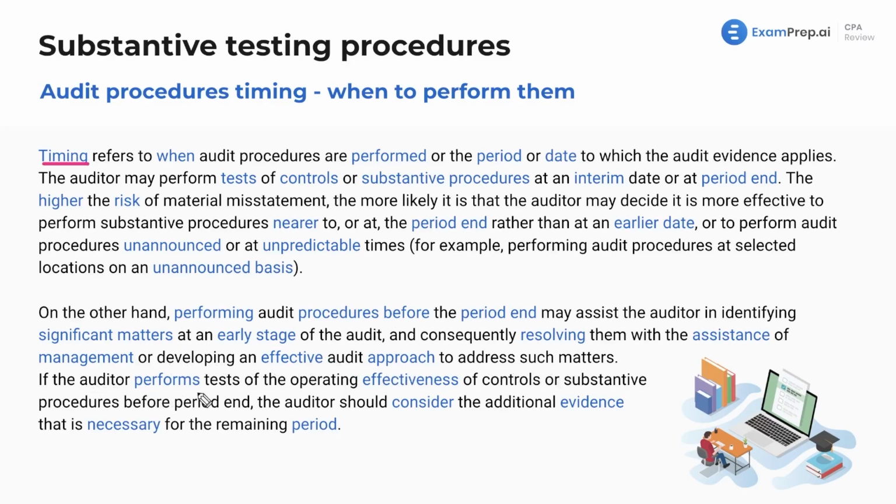If the auditor performs tests of the operating effectiveness of controls or substantive procedures before period end, the auditor should consider the additional evidence that is necessary for the remaining period.